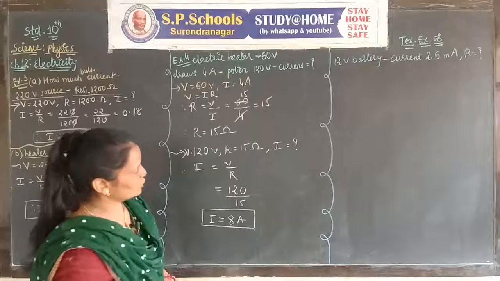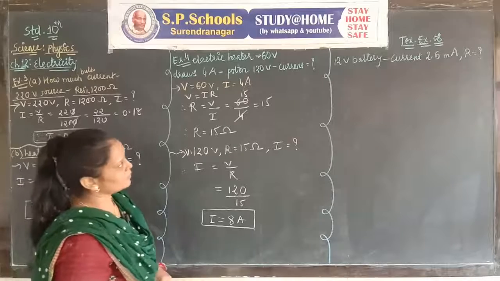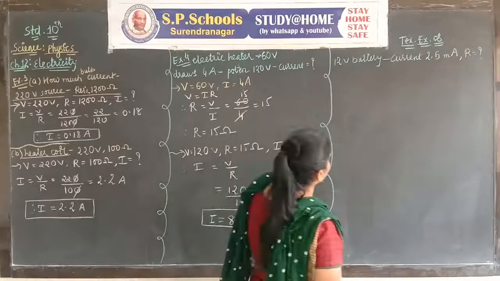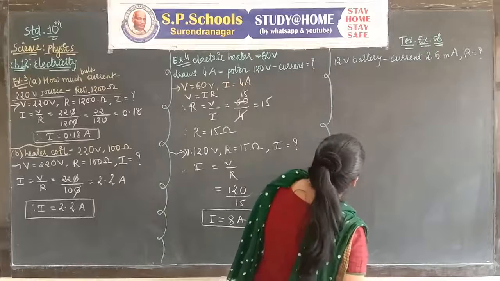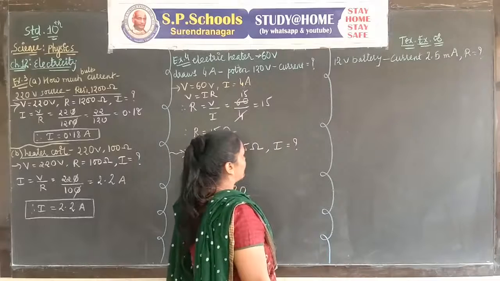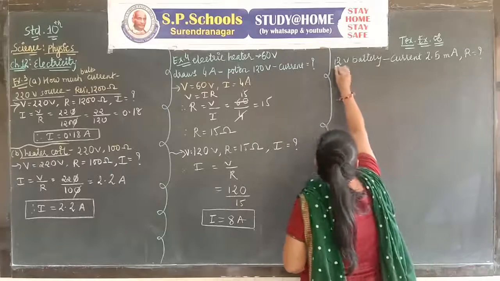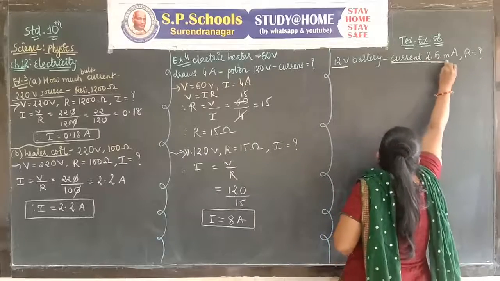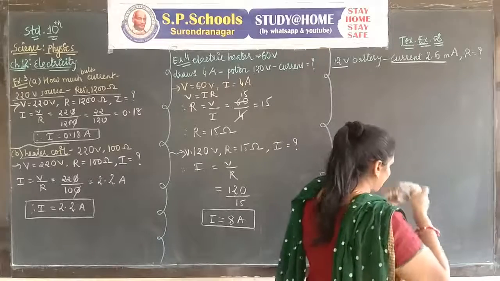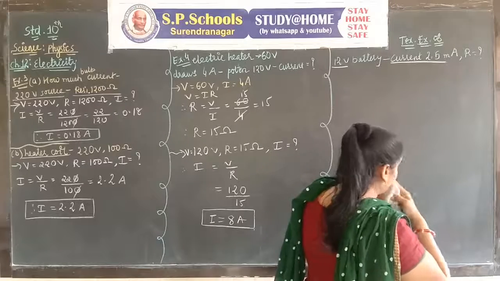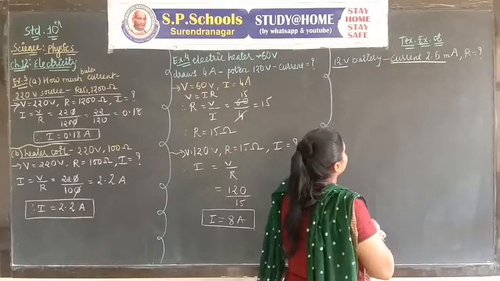Let's go through textual exercise example number 8 related to Ohm's law. Here the information given is: if the potential difference across the ends of a battery is 12 volt, the current passing through it is 2.5 milliampere. The unknown resistance we do not know, so we find it.